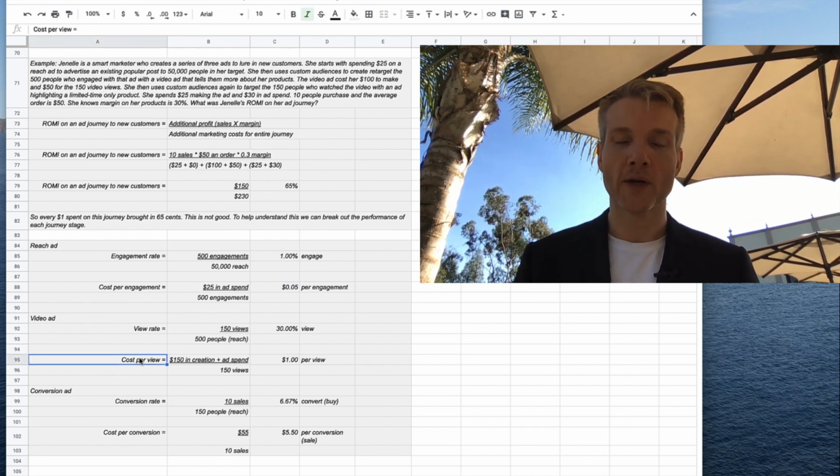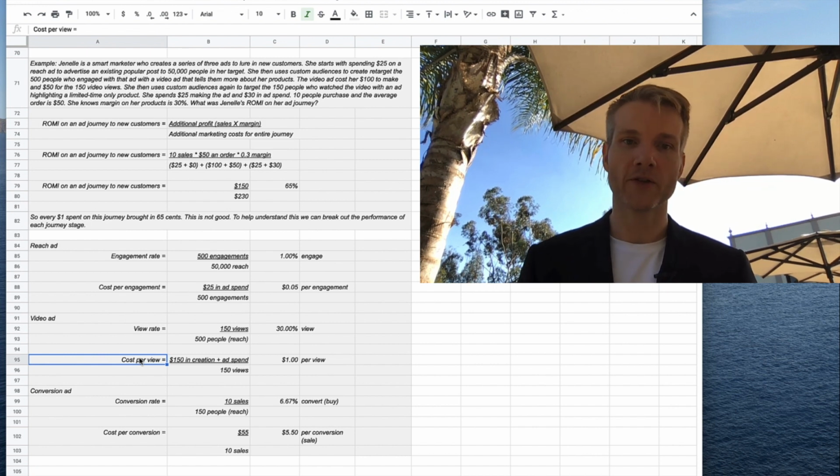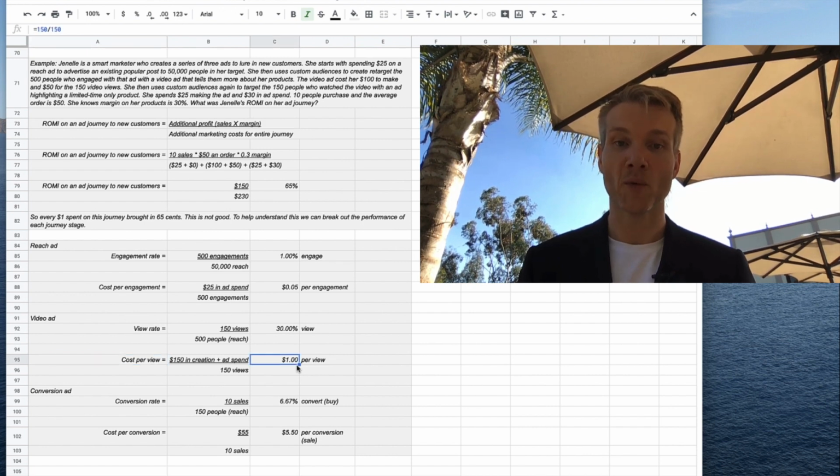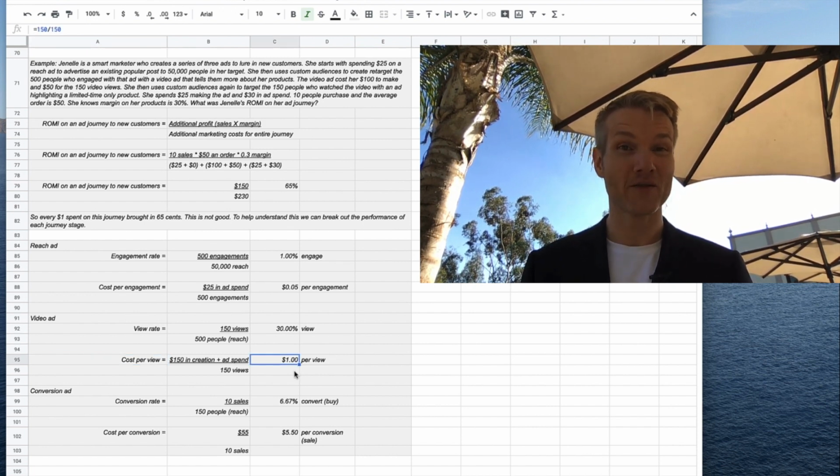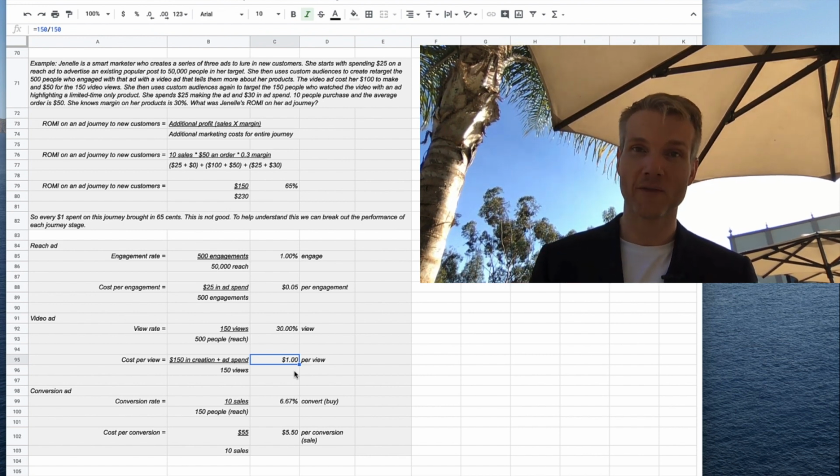Or we could calculate a cost per view in this case. The cost of the ad divided by how many views you get. And here we can see it's $1 per view. That seems kind of expensive again. Maybe you want to try and drive that down by again improving the performance of the ad.